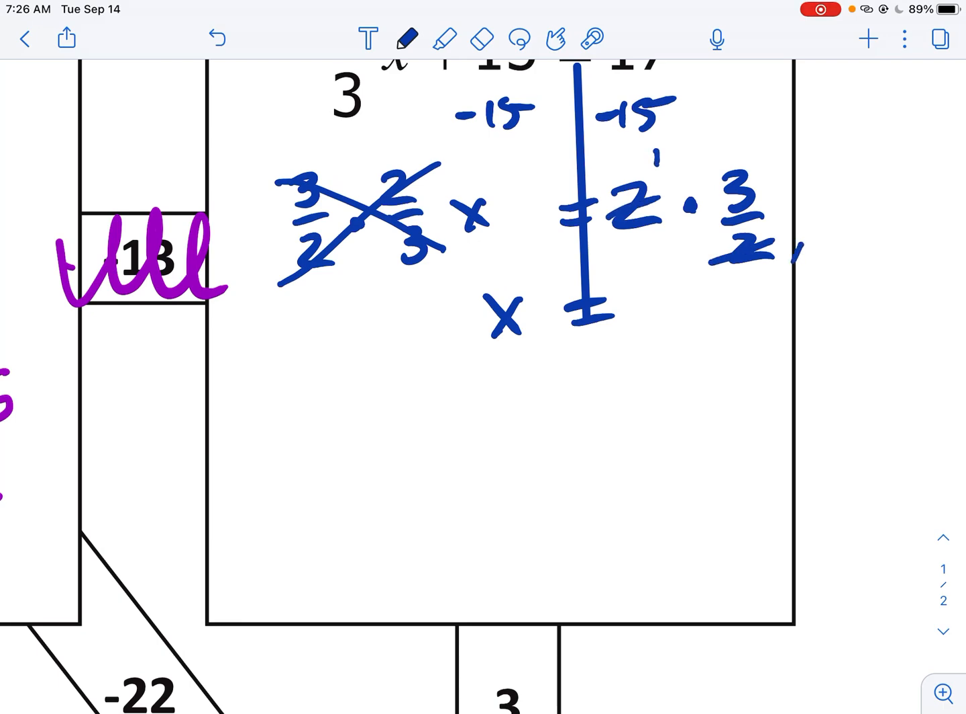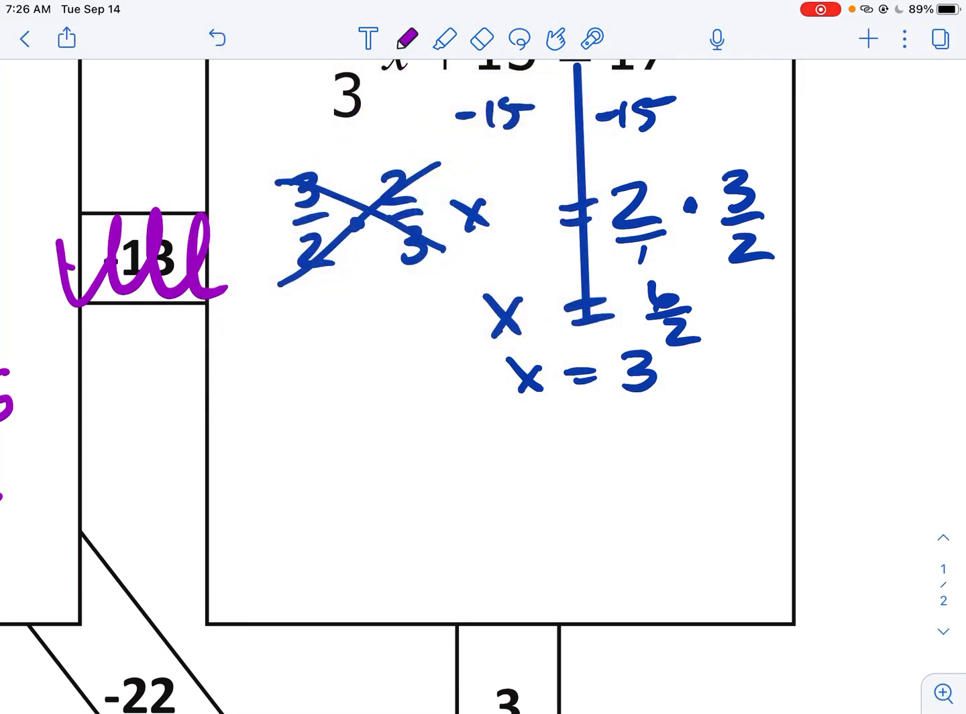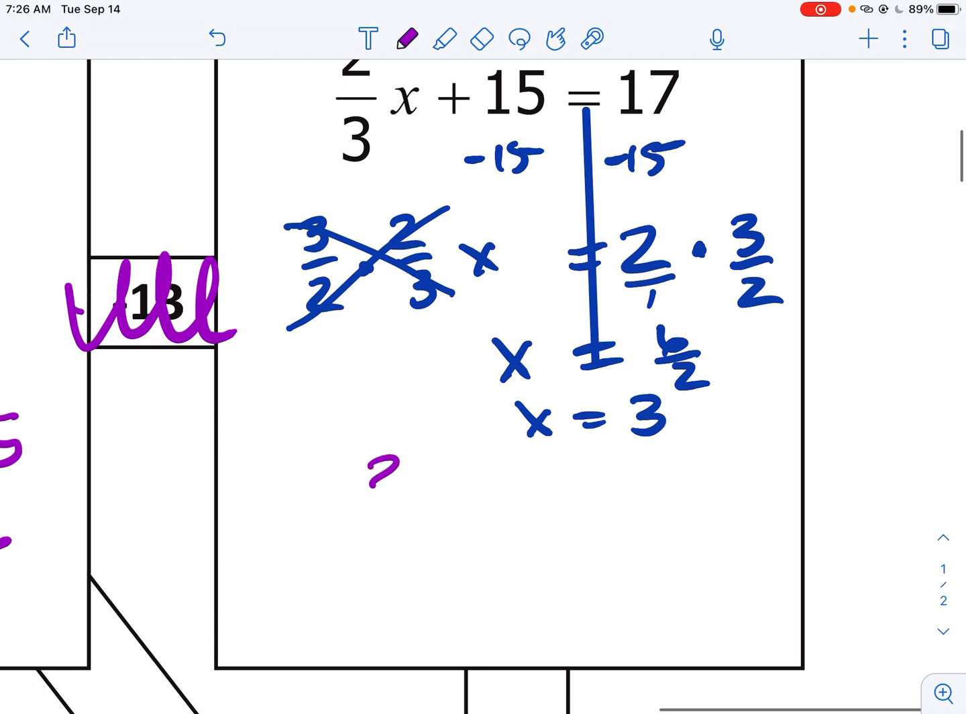Cancels, cancels. I'm left with an x here. Now, some of you can do your cross-canceling, get 1s, and your answer is 3. Many of you are still not up to par on that, so I will multiply straight across. That would get me 6 on top, 2 on bottom. So my answer is still 3, even if I do it the long way.